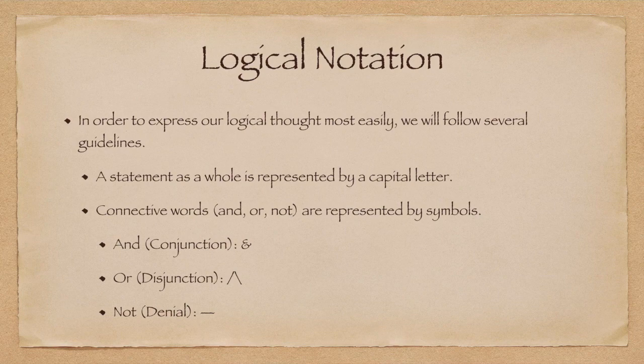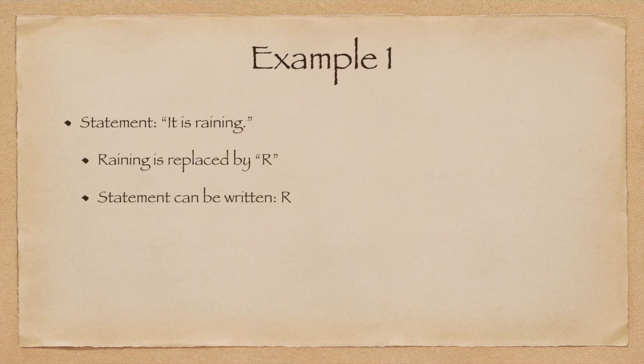And, which is a conjunction, is represented by the ampersand. Or, which is a disjunction, is represented by a caret. Not, which is a word of denial, is represented by a dash. Example number 1. The most simple one that we can come up with, and we just talked about it. It is raining. That's our statement. So if we replace raining with an R, because an entire statement is represented with a single capital letter, our statement, it is raining, can be written R.